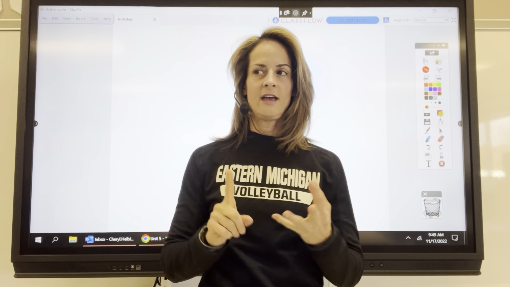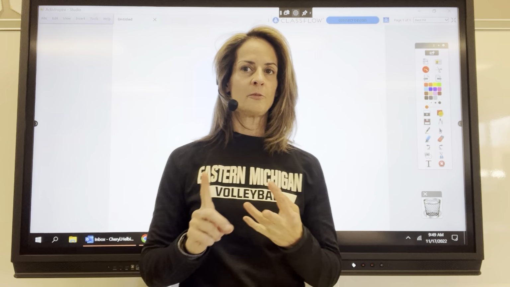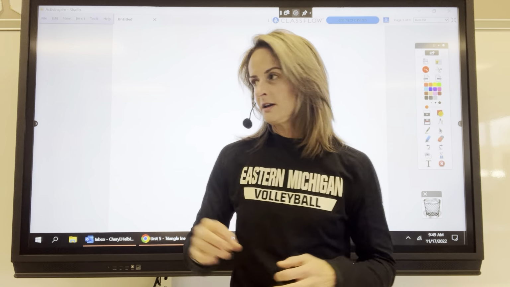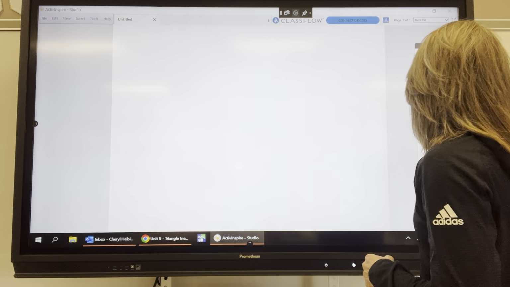There we go. And now we're going to simplify radicals, and then we're going to multiply radicals, and then we are going to rationalize the denominator. Right now, let's see if I can use this.